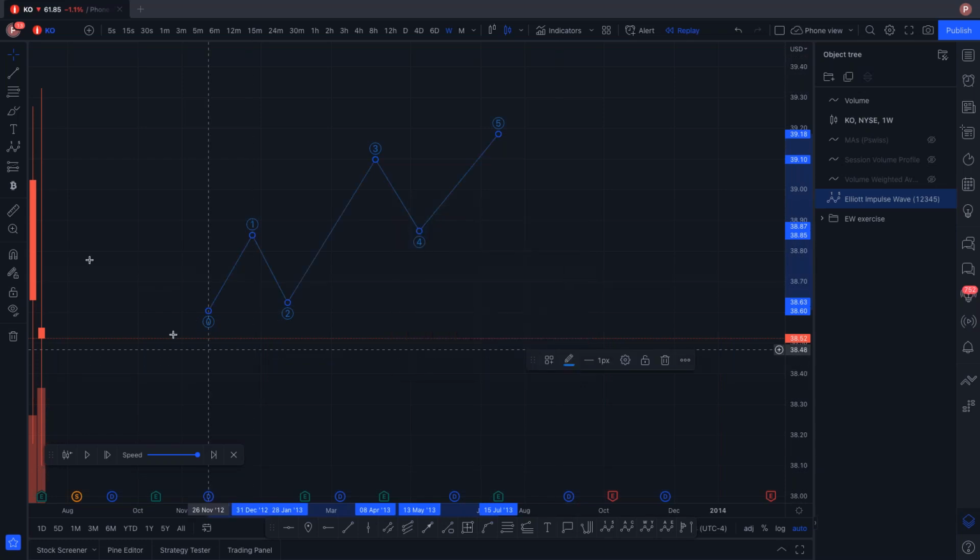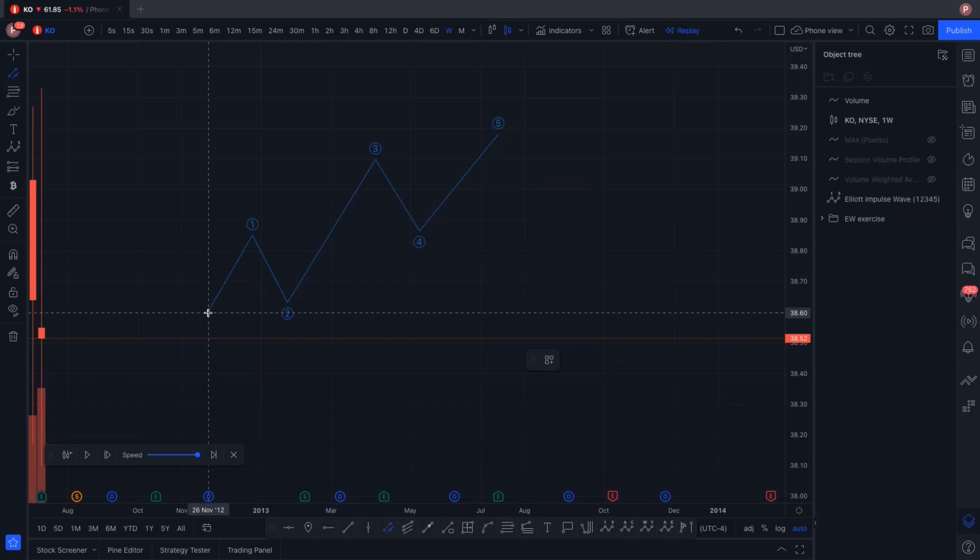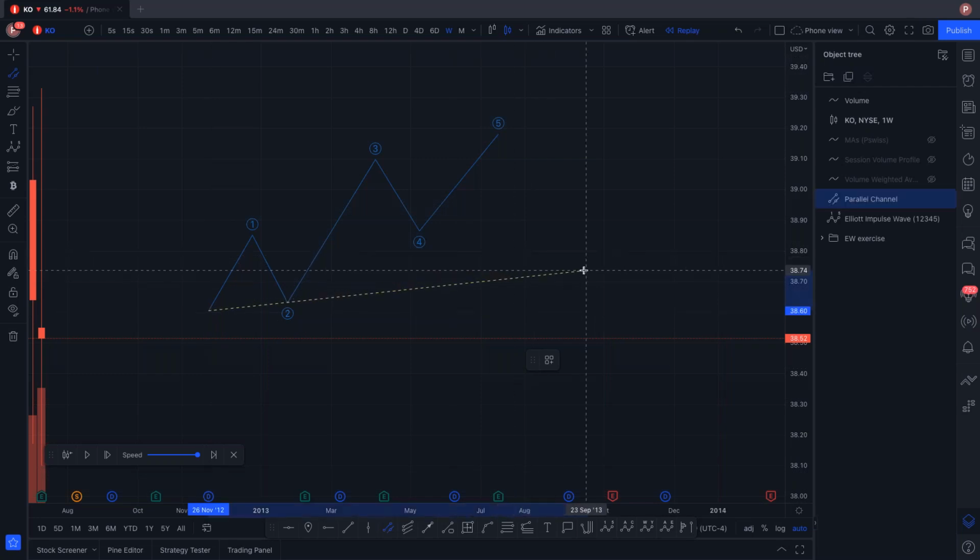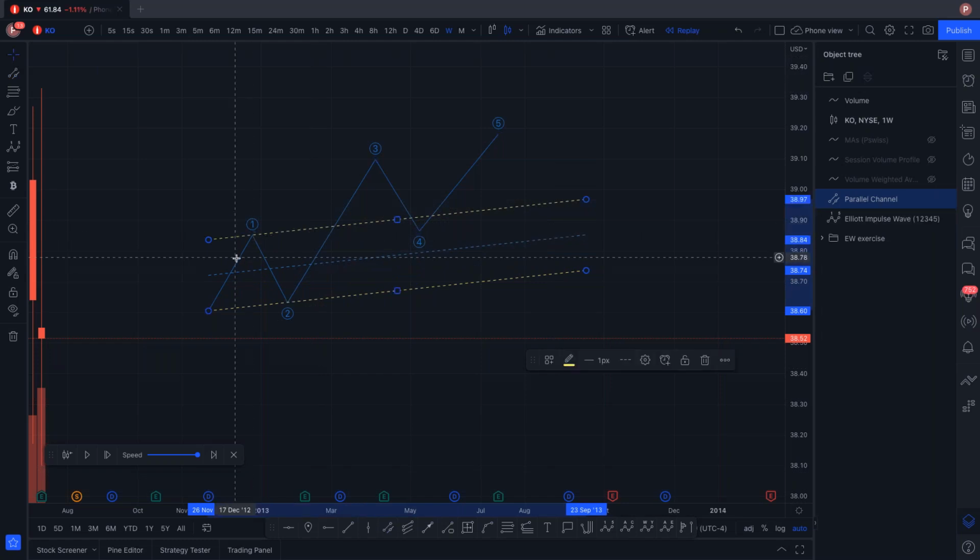But the channeling technique, basically, what did we say has already happened? We said that so far it's just been 1, 2, and then we start to move up. So it looks like the second wave, the corrective wave, is complete. So what we do is we take the start of the wave and we go to the bottom of the second wave. But then we put the top of the channel here. So it forms this nice little channel.